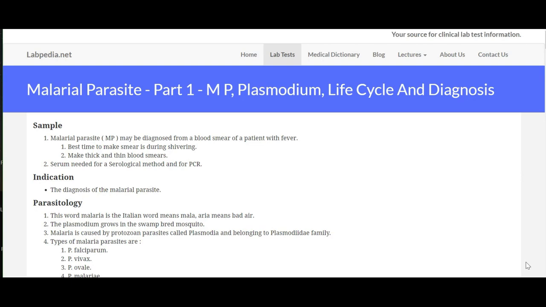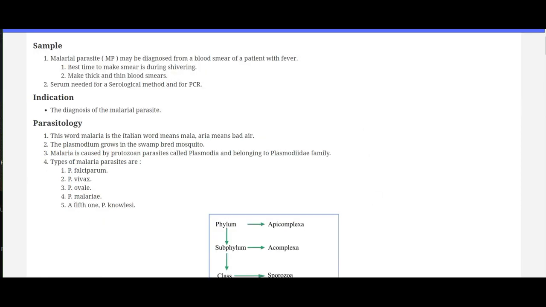I want to tell about the malarial parasite, and I have discussed how to take the sample for malarial parasite. The best is thin and thick smears. Then, as regards the parasitology, there are four types of Plasmodium: Plasmodium falciparum, Plasmodium vivax, Plasmodium ovale, Plasmodium malariae, and the fifth type that some people have also added.